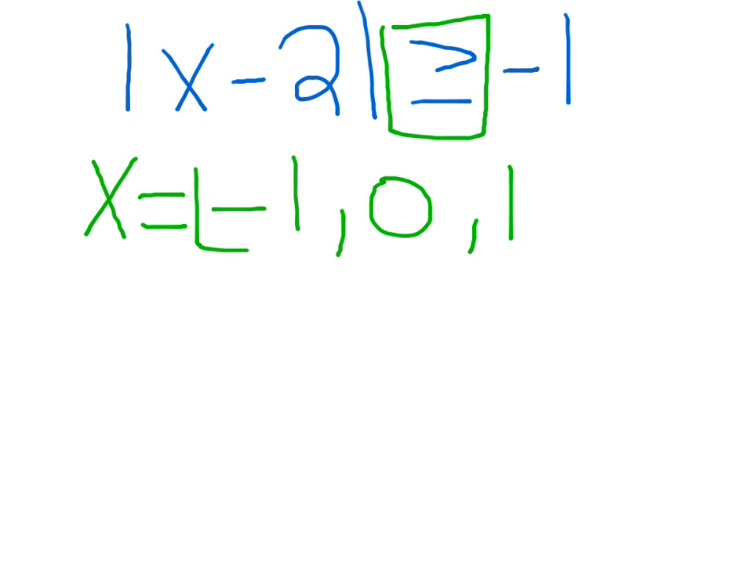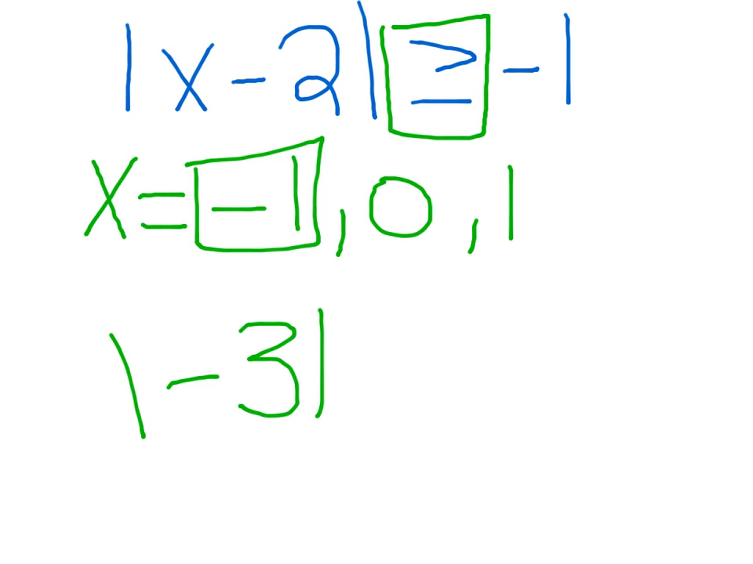First off, let's plug in negative 1. Negative 1 minus 2 gives us a negative 3 with absolute values around it. Remember, absolute values turn negatives to positives, so this would be a positive 3. The statement then reads, 3 is greater than or equal to negative 1, which is a true fact.